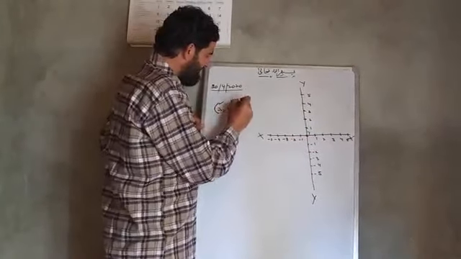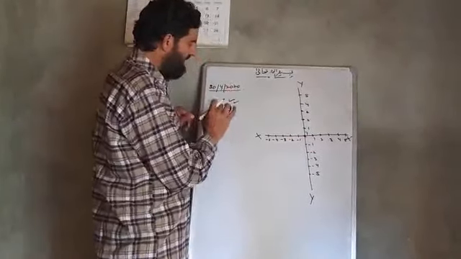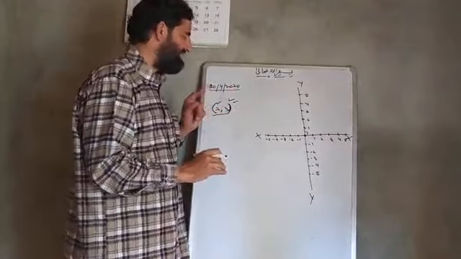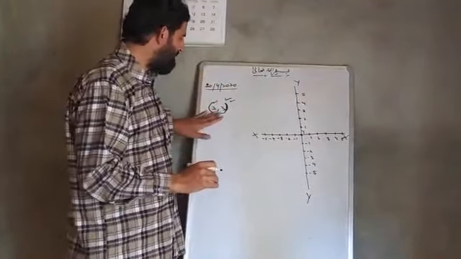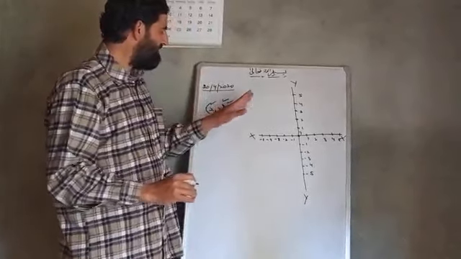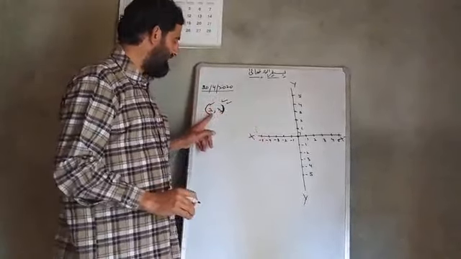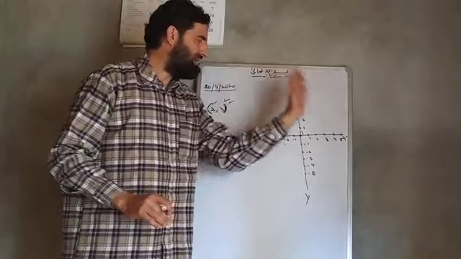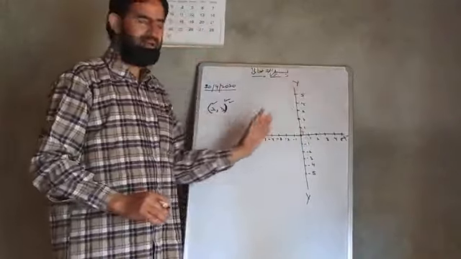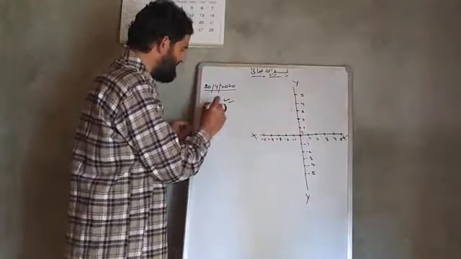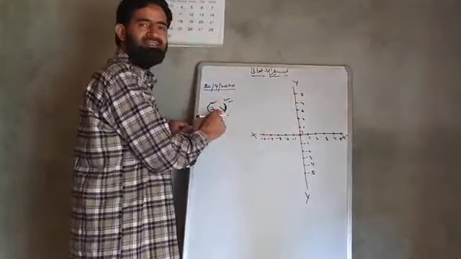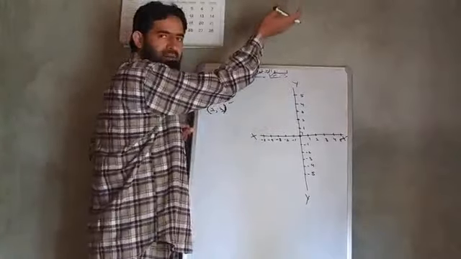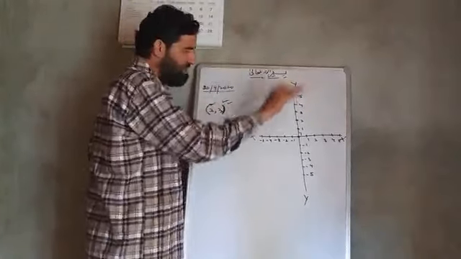So this is the mantra, this is the thing you have to remember: what the x coordinate decides and what the y coordinate decides. Once you understand this, that the x coordinate defines where you have to go from the origin, to the right or to the left, and the y coordinate decides whether you have to go up or down. If it is positive, you will go upwards, and if it is negative, you will go downwards.